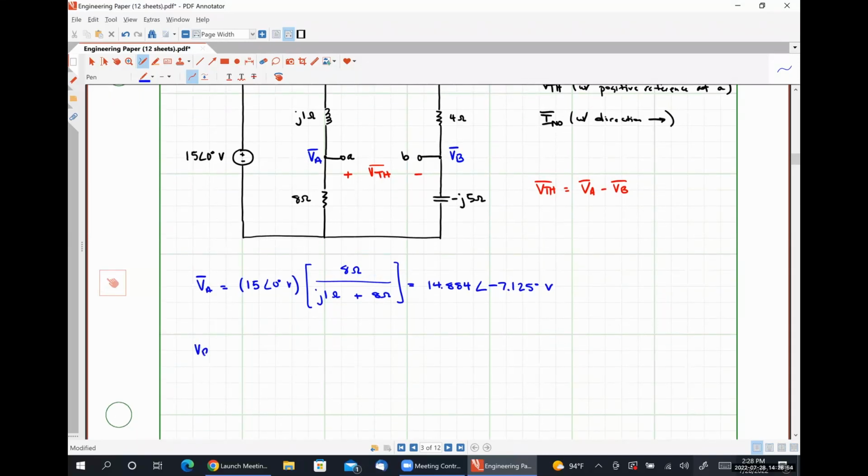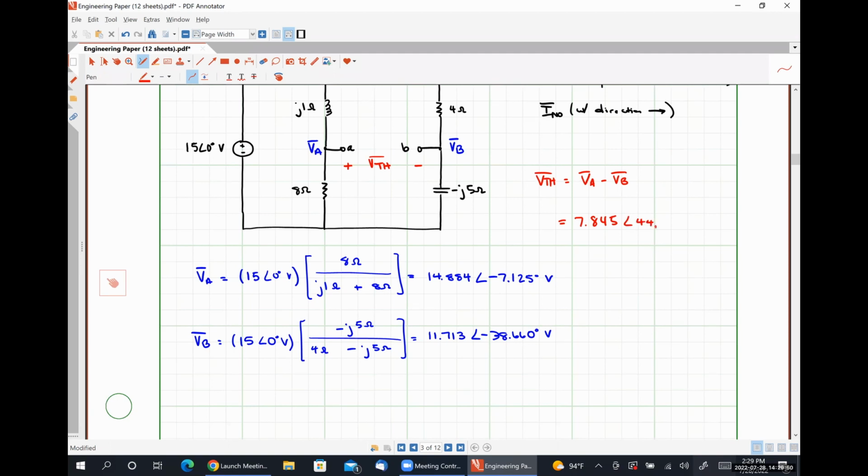Similarly, my voltage VB is going to be 15 angle 0 degrees volts multiplied by minus j5 ohms divided by 4 ohms minus j5 ohms. And this comes out to be 11.713 with an angle of negative 38.660 degrees volts. If I substitute those numbers into my equation for VTH up here, what I'll find is that my Thevenin voltage is 7.845 angle 44.215 degrees volts.